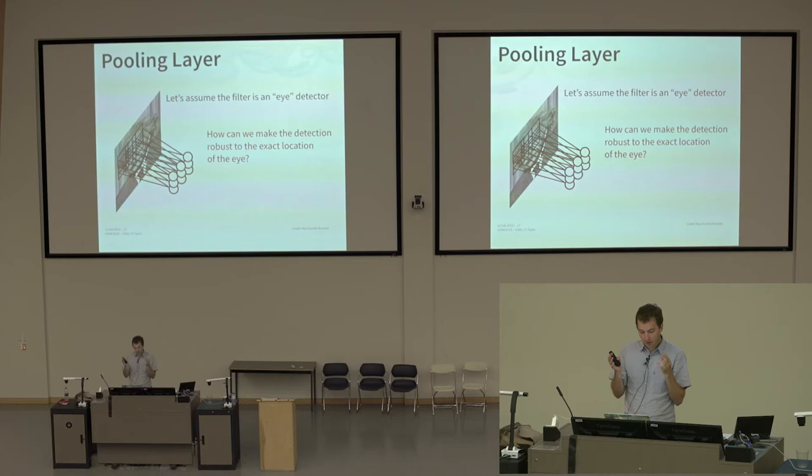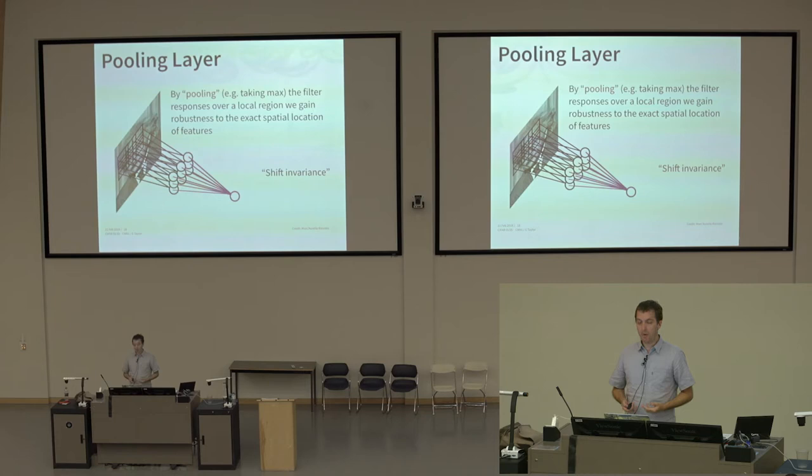Okay, so in this case, we want to make the detection robust to the exact location of the eye. We don't care exactly where the eye shows up in the image, so we want the same response in the feature map if an eye is present at any particular location. So what we can do is pool, for example, by taking the maximum response over the units in a particular local region of the feature map, and this allows us to gain robustness to the exact location of that feature. If the eye detector fires at any of these regions, if we take the max, we'll get a detection. All right, so that gives us something called shift invariance, basically meaning if the eye shifts a little bit, as long as it's not larger than this window, the response will be the same out of this pooled feature detector.